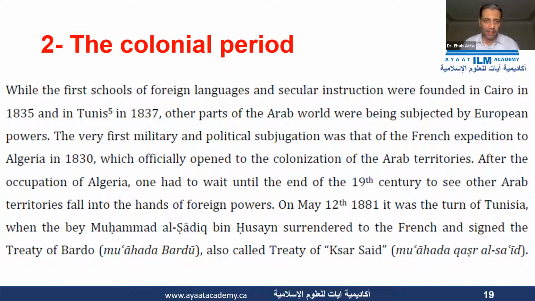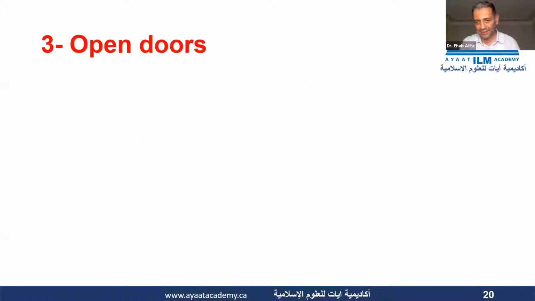After the occupation of Algeria, one had to wait until the end of the 19th century to see other Arab territories fall into the hands of foreign powers. On May 12, 1881, it was the turn of Tunisia, and the Bey Mohammed al-Sadiq bin Hussein surrendered to the French and signed the Treaty of Bordeaux, also called the Treaty of Qasr Said.